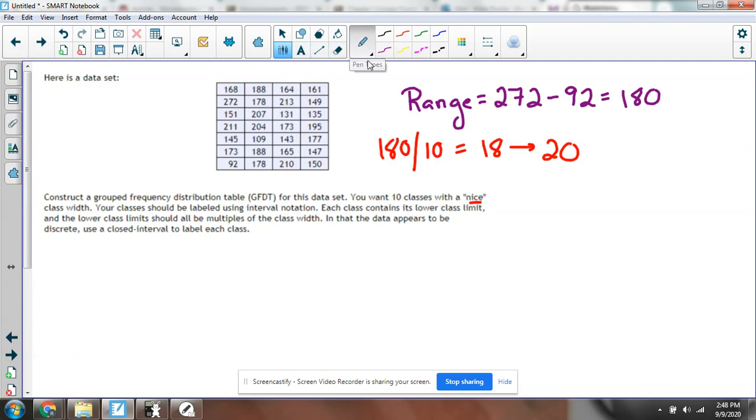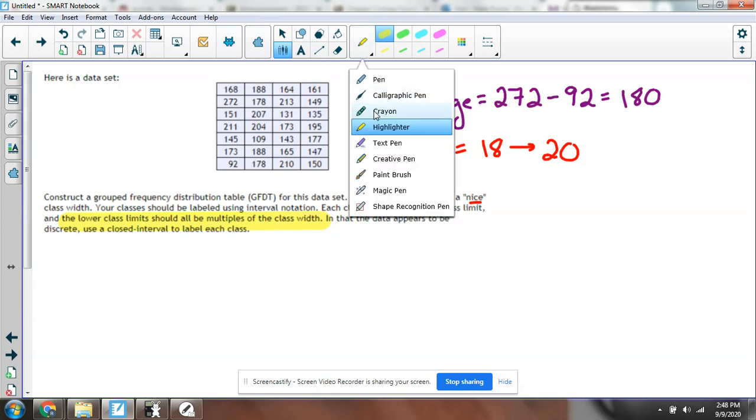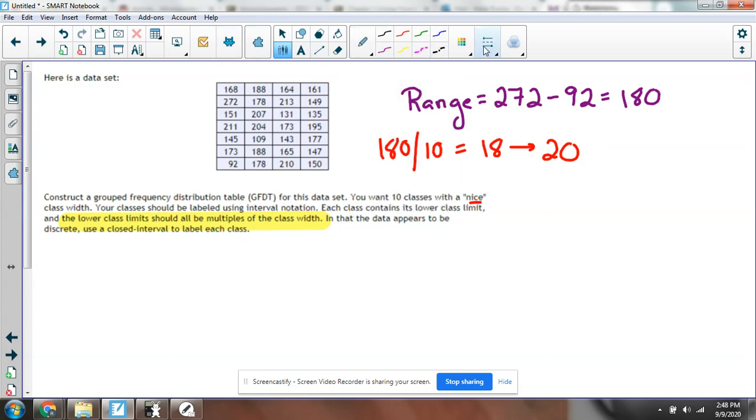Okay, the thing you need to remember is now it says here, let's see if I can switch to my highlighter. It says that each class contains its lower class limit, and the lower class limits should be multiples of the class width. Okay, so if the width is 20, the first class needs to start at a multiple of 20.